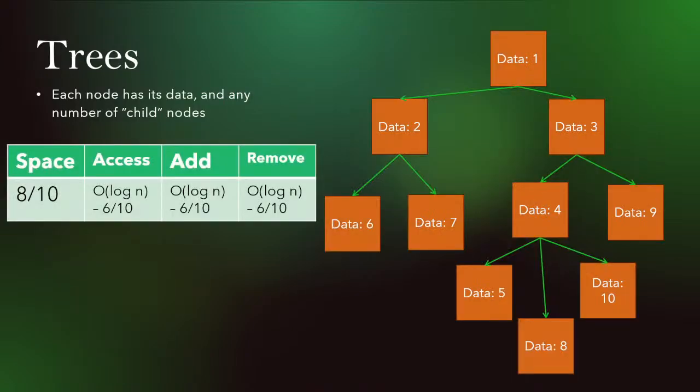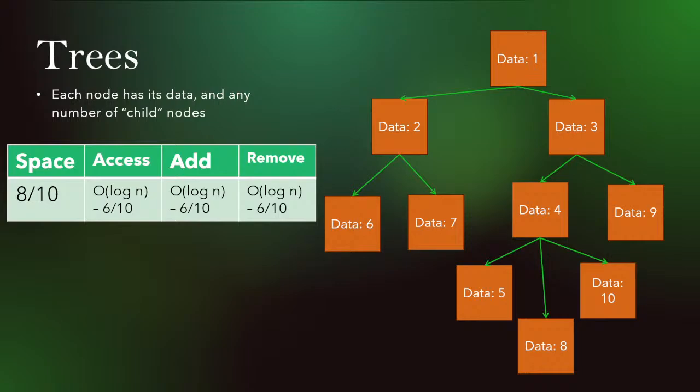So back to our tree. Here's our chart again. 8 out of 10 for space because there's going to be a lot of nodes. Each one has to have their own different children nodes that tell them which one is their children, and that's going to create a whole lot more space, for example, whenever you're storing a whole lot of data.